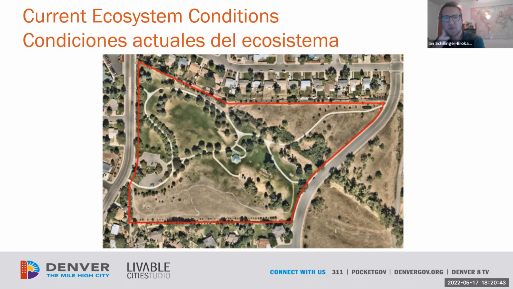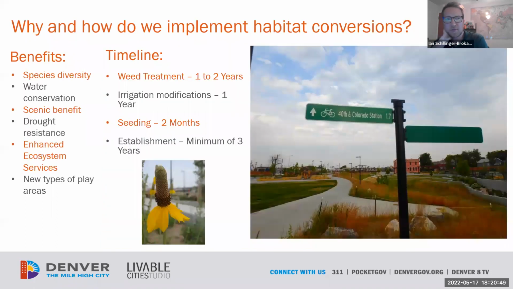So if we want to go to the next slide, after getting this current understanding of the park space, just to highlight what some of the benefits of having a habitat conversion are. And when we say habitat conversion, in this instance, we're referring to looking at ways to incorporate more native species into traditional turf grass areas.